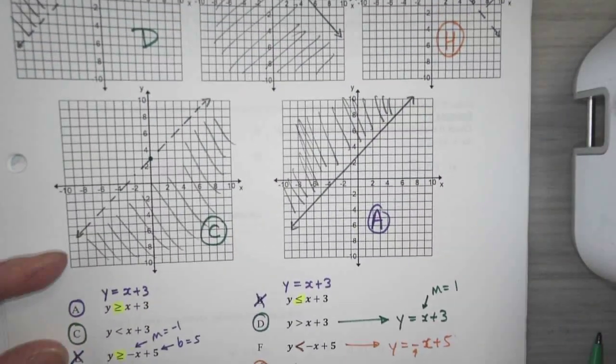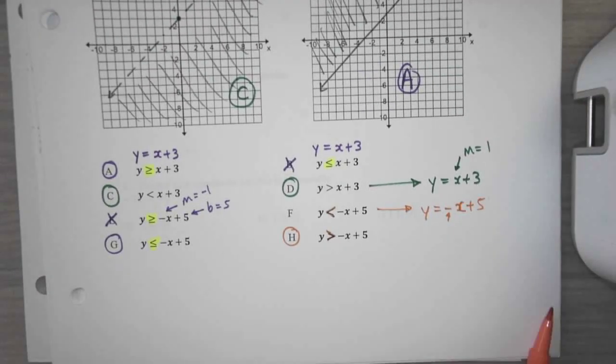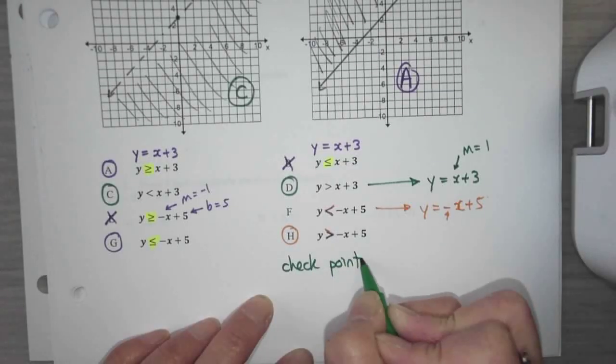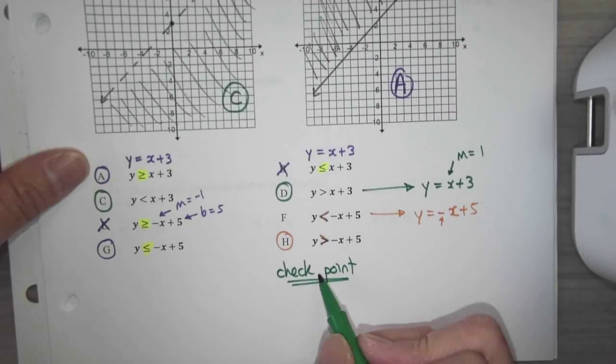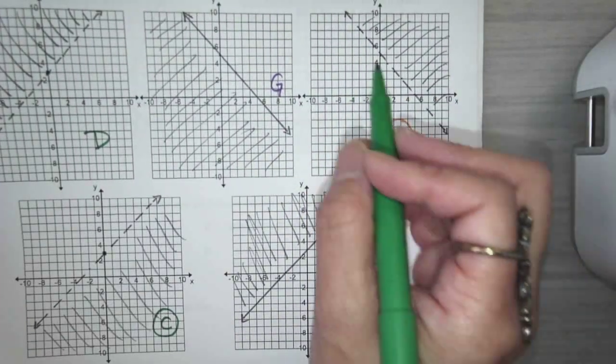Okay. Now if you look at that and go, okay, I'm not seeing the greater than and less than, the other strategy is that you can check a point. So check a point. That's my other strategy. So here, let's go to the H equation. So this one here. I know that the equation is this.